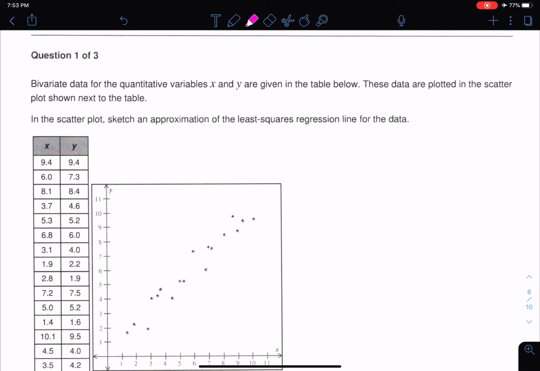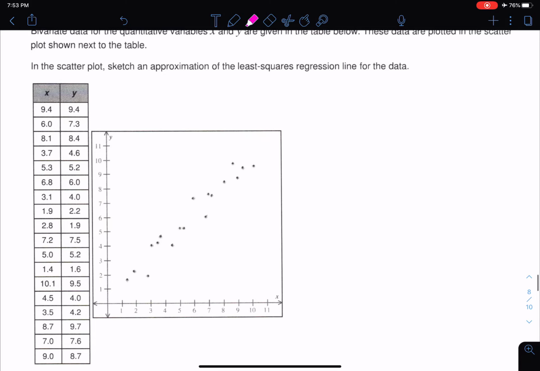Now, bivariate data for the quantitative variables x and y are given in the table below. These data are plotted in a scatter plot shown next to the table. In the scatter plot, sketch an approximate of the least squares regression line for the data. So you're just going to do an approximate.